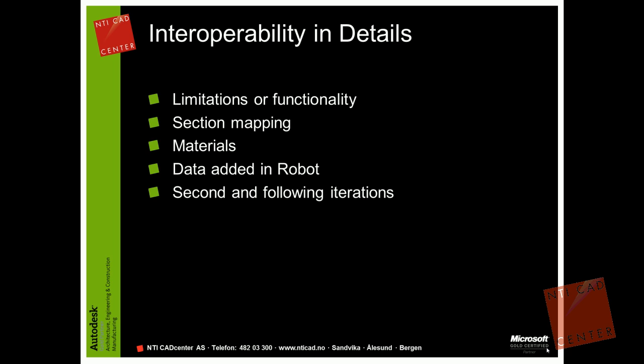Section mapping, what happens to materials and which data is added in Robot, what happens to it later on, and what happens when you do the second and the following iterations, so when you send the model all the way around. One more time, let's take a look at that.